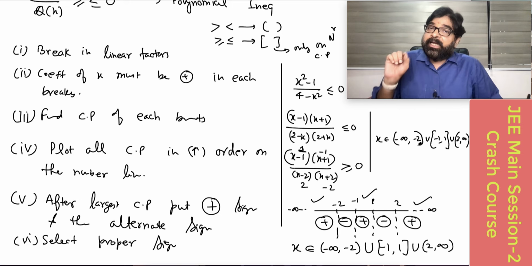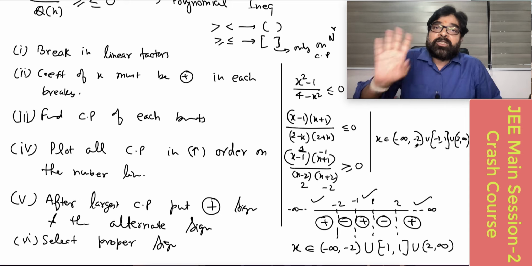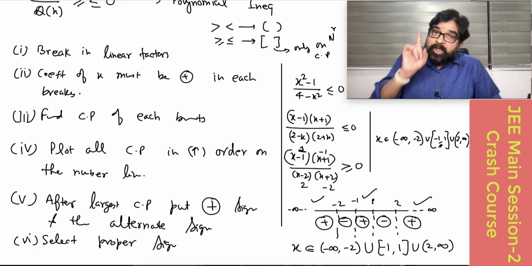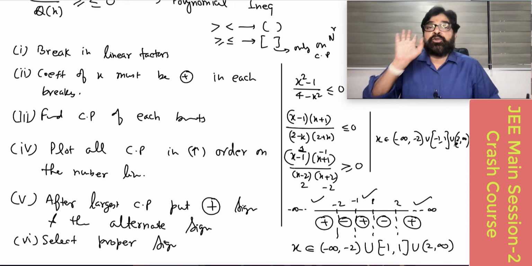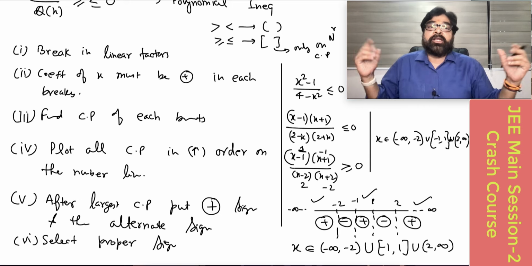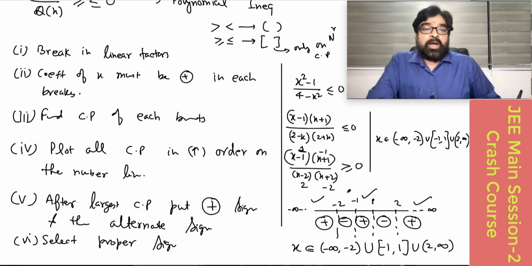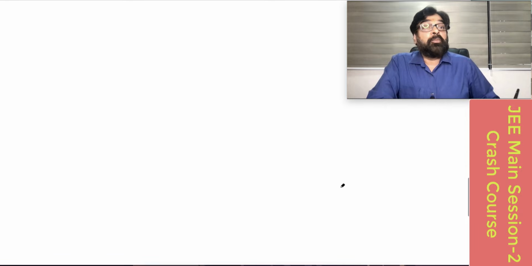This indicates that x will be till minus 2, but minus 2 is not included. Minus 1 to 1, including minus 1 and 1. And 2 to infinity, excluding 2. And plus or minus infinity is always excluded, because that cannot be included. Am I right? Yes. So I hope all of you understood this point. Okay. So let's do more practice on this one.